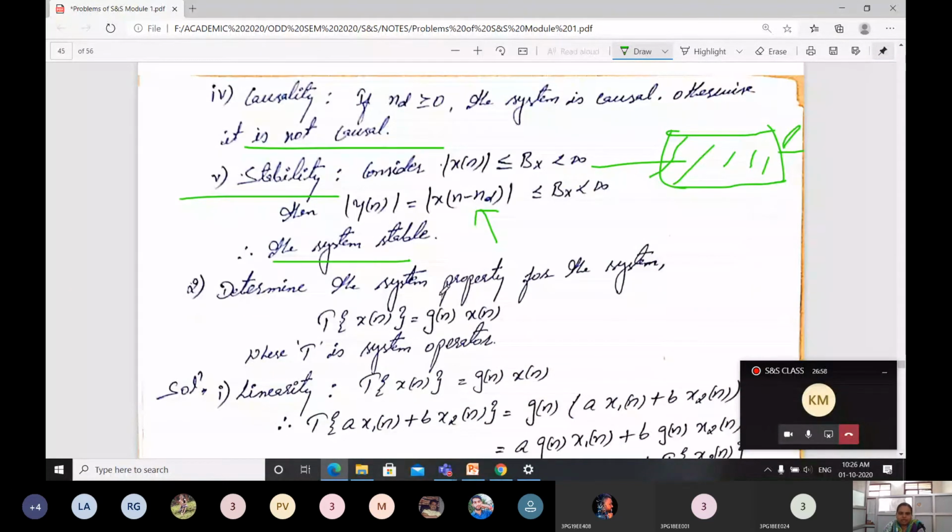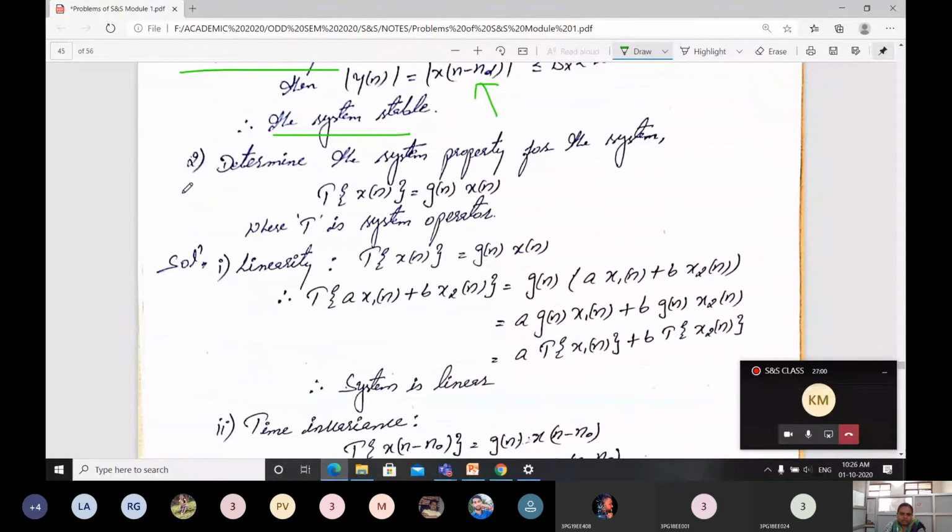This is one example. In the same way we go for the next example, that is, determine the system properties of the system T. The operator is T here, instead of h it is given as T. T of x of n is going to be g of n x of n, where T is the system operator. First we will check the linearity, that is T x of n is going to be g of n x of n.